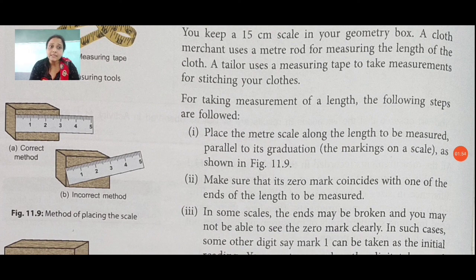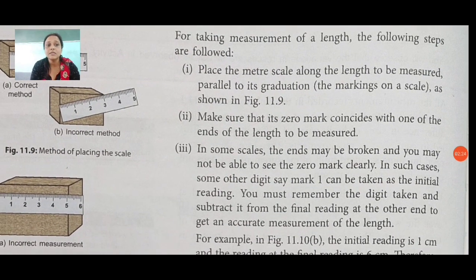Make sure that the zero mark is at one of the ends of the length to be measured. If we want to use a scale there, then we need the full centimeter on the scale. Without it, we will get the wrong result. In some scales, the ends may be broken. You may not be able to see the zero mark clearly. In such cases, some other digit, for example mark 1, can be taken as the initial reading. You must remember the digit taken and subtract it from the final reading at the other end to get an accurate measurement of the length.